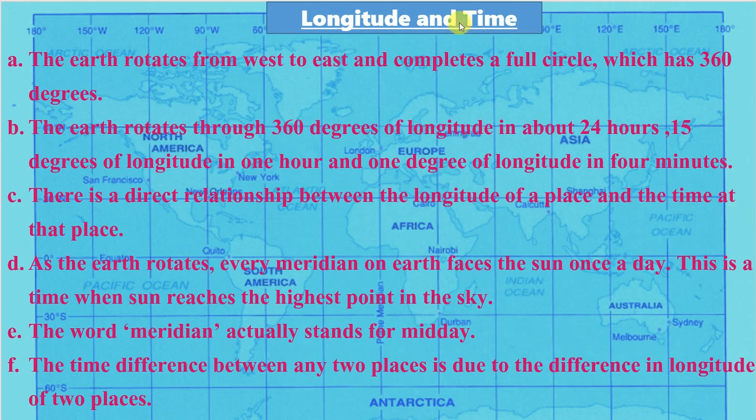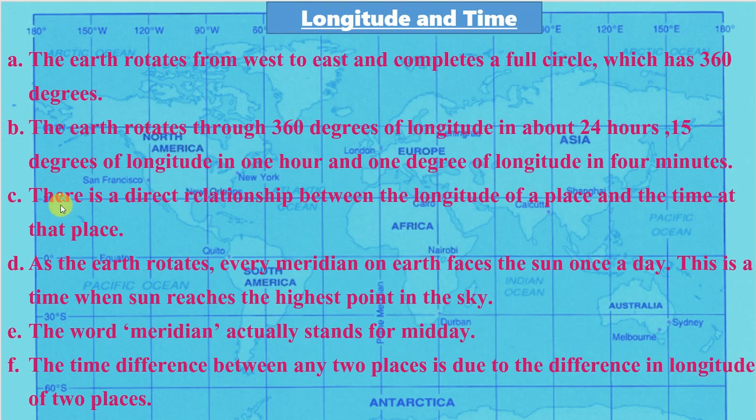So the earth rotates how many degrees in 1 hour? Let us divide 360 with 24. Come on, be quick. So how many degrees in 1 hour? 15 degrees in 1 hour. If 15 degrees in 1 hour, then the earth rotates 1 degree in what time period? It completes 1 degree of longitude in 4 minutes, isn't it?